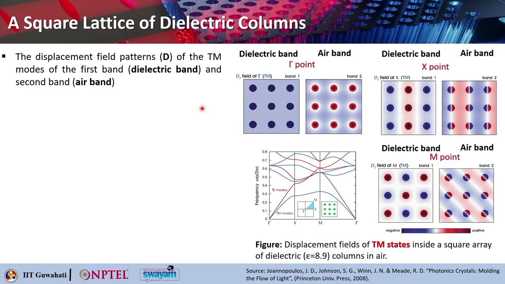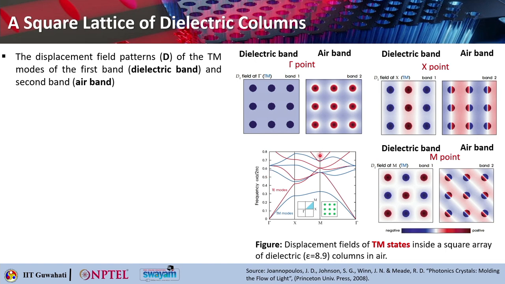You can also analyze this further by considering the displacement field pattern. That means if you plot D, or the Z component of D, for the TM modes of the first band and the second band. We are considering only the blue lines here. This one is for the first band and this one is for the second band, and we are plotting it at the gamma point. So these are the two different frequencies that you can see.